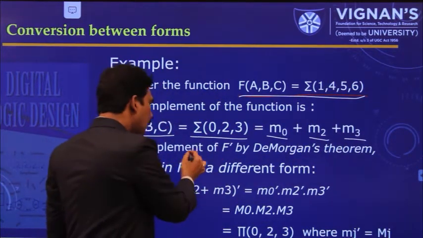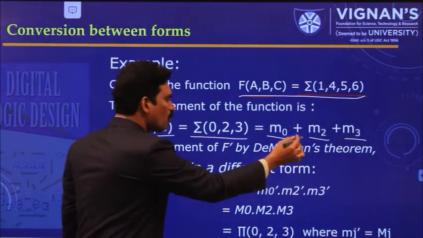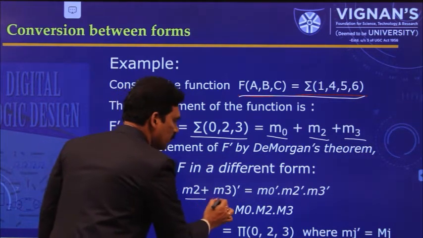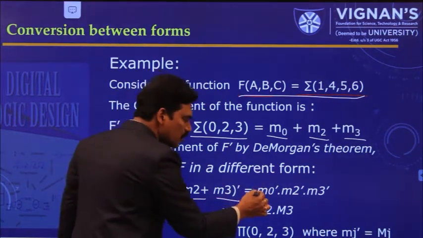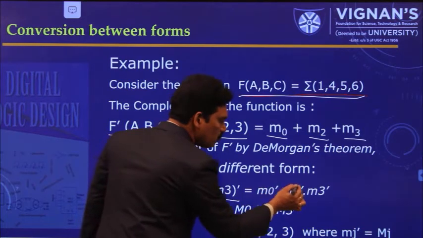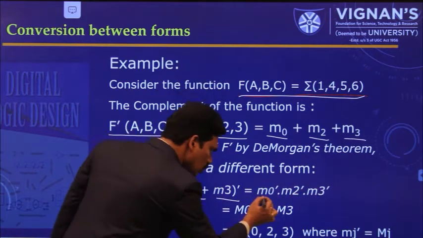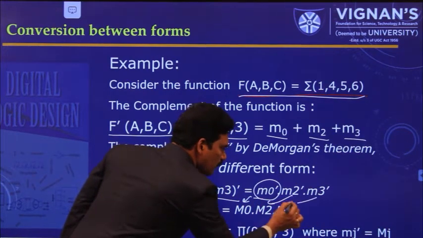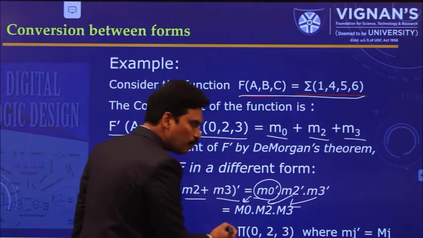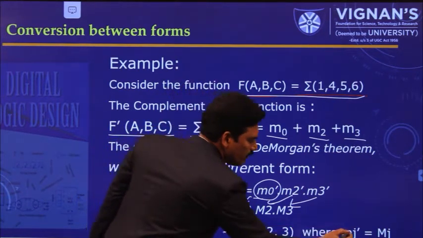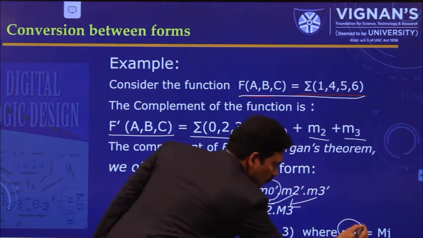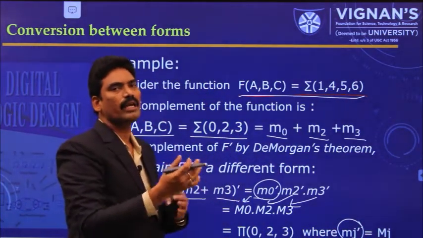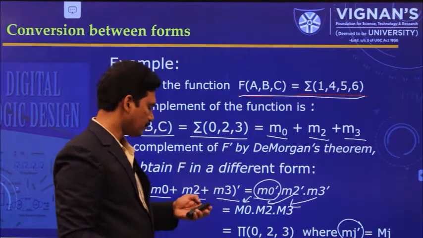And the complement of f complement by De Morgan's theorem: we obtain f is equal to the complement of M0, M2, M3, which is M0 bar dot M2 bar dot M3 bar. So M0 bar is M0, M2 bar is equal to M2, and this is M3. That is equal to pi of 0 to 3, where Mj bar is equal to capital Mj. This is the way to convert from one canonical form to another canonical form.